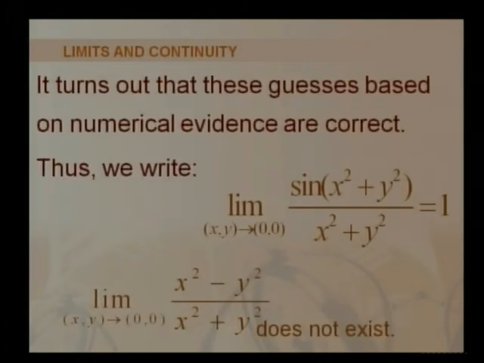And this shows that the guesses based on the numerical evidence are correct, and thus we write: the limit as (x,y) approaches (0,0) of f(x,y), that is, sine of (x square plus y square) upon x square plus y square, is 1, while for the function (x square minus y square) upon (x square plus y square), that is g(x,y), which was not fixed because it was ranging from minus 1 to 0 to plus 1, that is why we will say that the limit of this function does not exist.